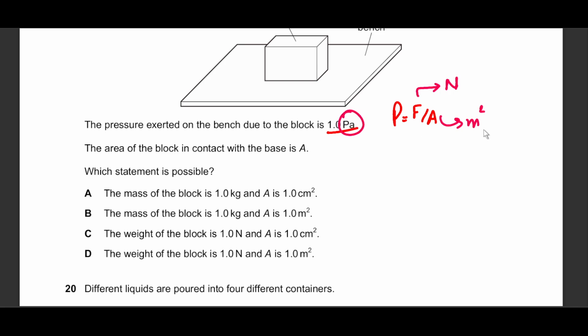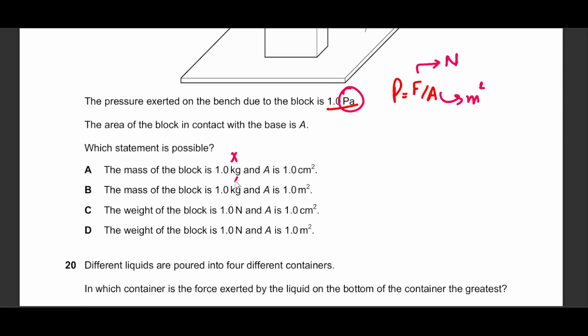Only then can we call this pascals. So kg, no, not even bother testing this. 1 Newton, yes. 1 Newton, yes. 1 centimeter squared, no. 1 meter squared, yes. So the correct answer will be option D because it's in standard units of newtons and meter squared. So 1 divided by 1 gives me 1 pascal.